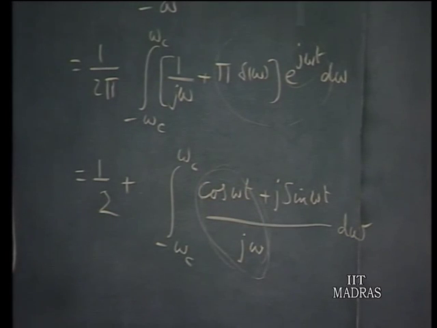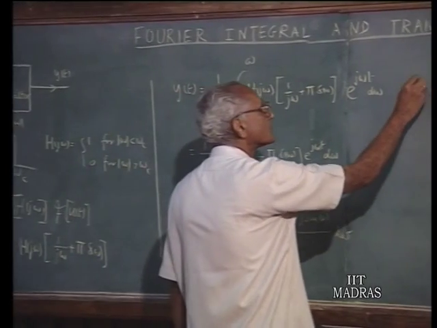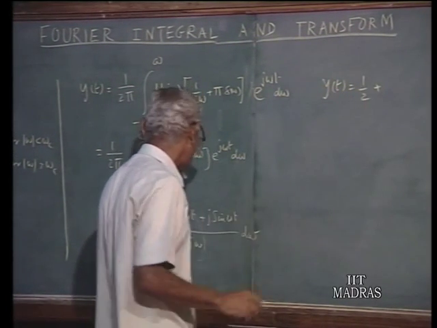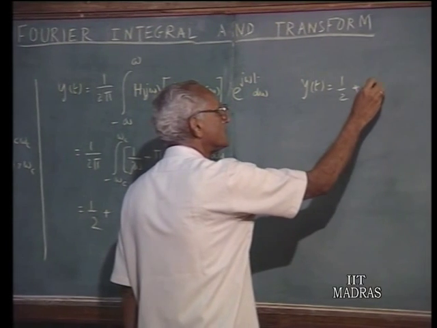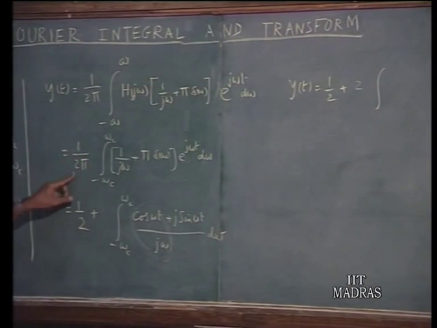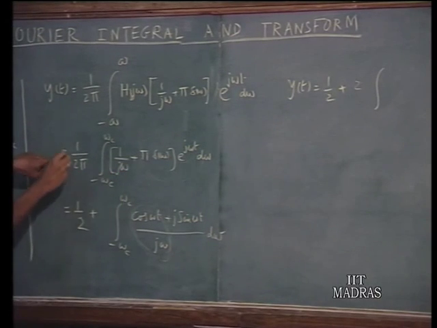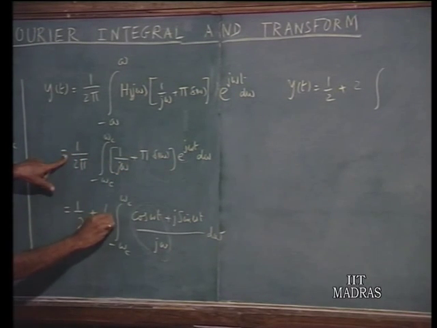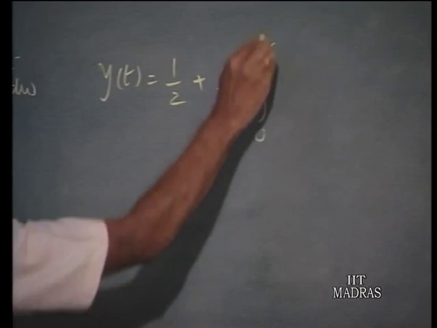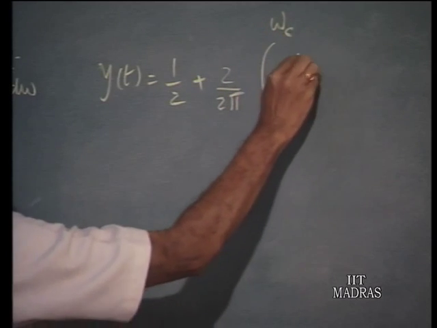Therefore, I can write this as 2 times the integral from 0 to omega c of sin omega t by omega d omega. That means y of t becomes half plus 2 times, we must also have 1 over 2 pi from this, because 1 over 2 pi times this one we must have. So, 2 times 1 over 2 pi, integral 0 to omega c.